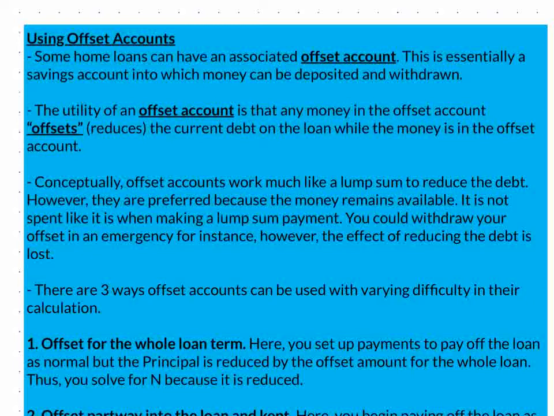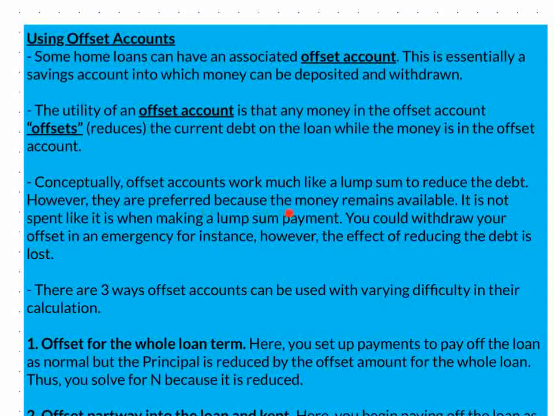So the utility of an offset account is that any money in the offset account offsets or reduces the current debt on the loan while the money is in the offset account. So that's why you're not going to be earning interest on any money in the offset account, because the whole purpose of it is to reduce the amount of interest that you pay on your loan. It reduces that by reducing the debt on your loan by the amount that's in the offset account while it's in there. So conceptually, offset accounts work much like a lump sum to reduce the debt. It's taking away from your current PV.